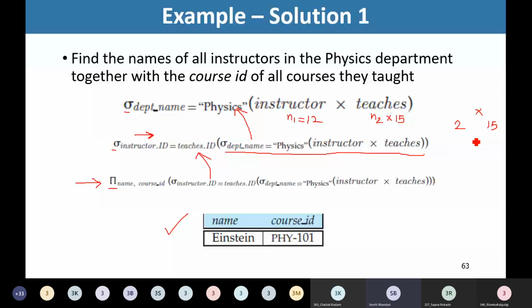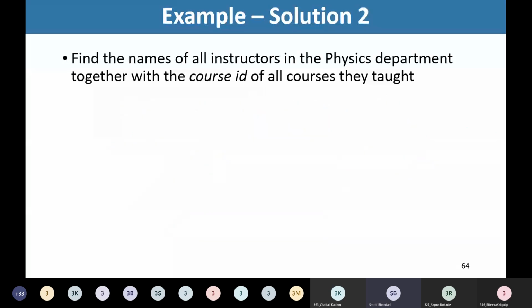So overall, in this cross product, how many tuples will I have? Only 2 into 15, that is 30 tuples, against 180 tuples in the earlier case. So it is better to manipulate 30 tuples than 180 tuples if we look at the efficiency. Are you getting me? Yes.